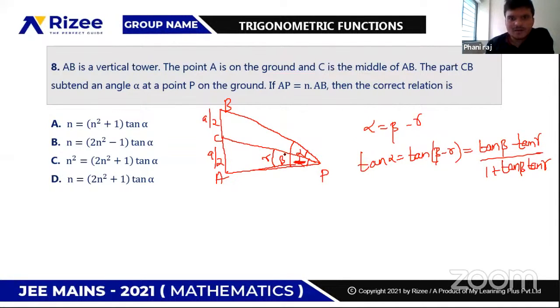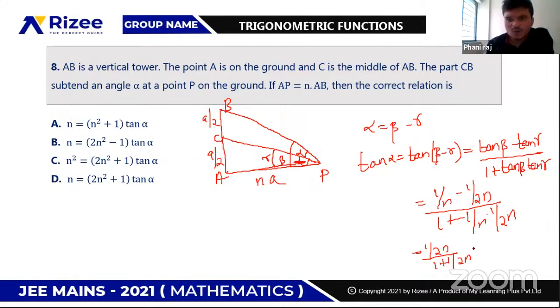What is tan beta? This is n times AB, so this is n times A. So tan beta is what? By basic trigonometry, A by nA. So it's 1 by n minus, what is tan gamma? A by 2 by nA. So it's 1 by 2n, by 1 plus 1 by n into 1 by 2n. When you simplify this, what do you get? It's 1 by 2n by 1 plus 1 by 2n square, which is same as 1 by 2n by 2n square plus 1 by 2n square. So this will get cancelled.